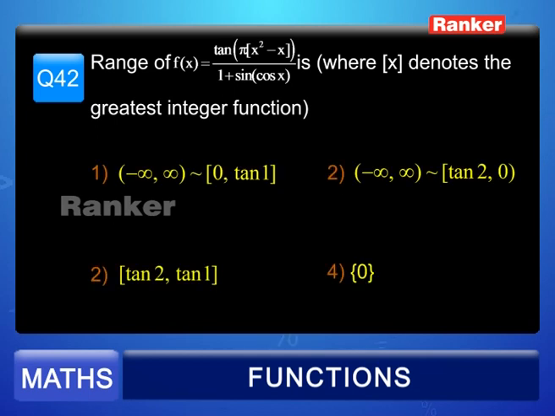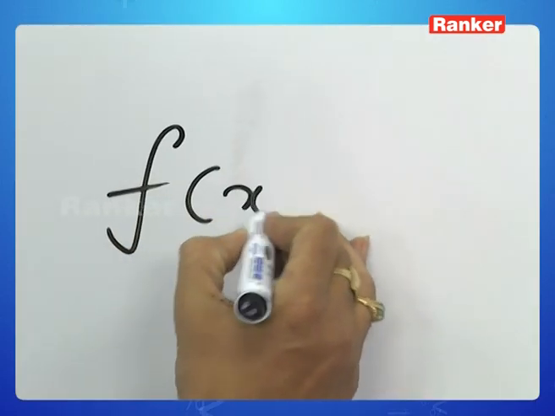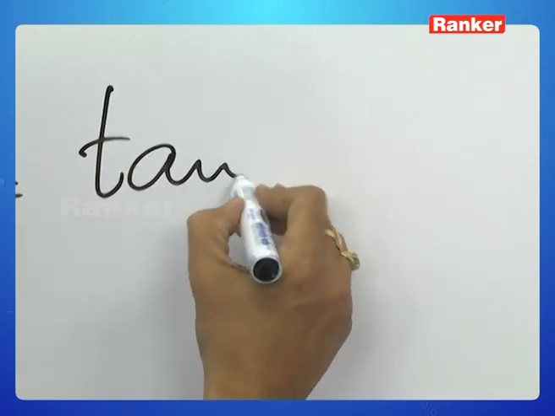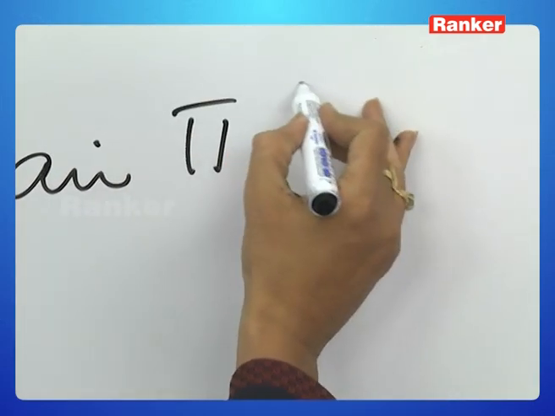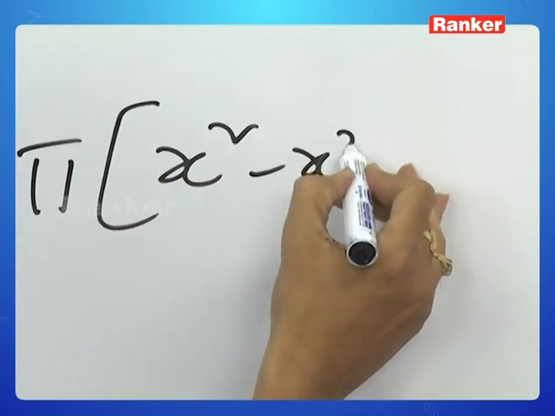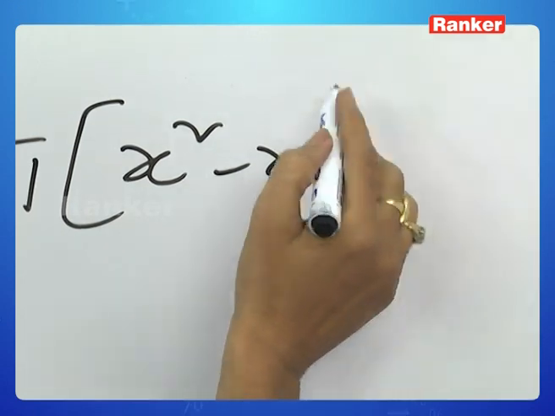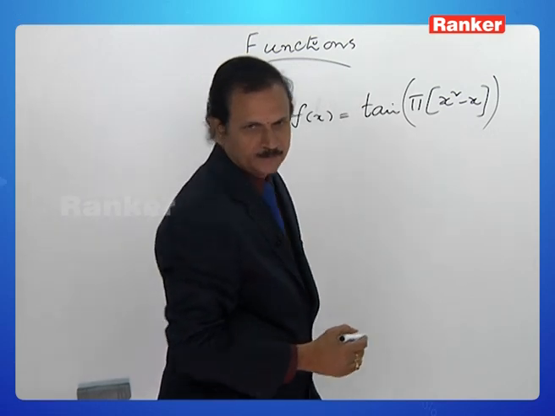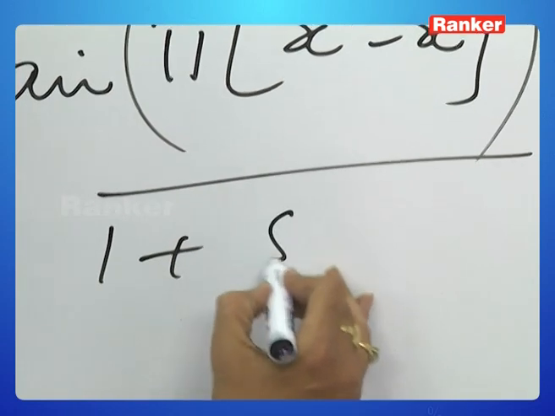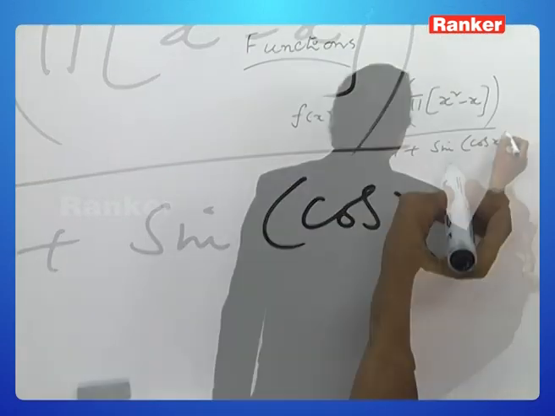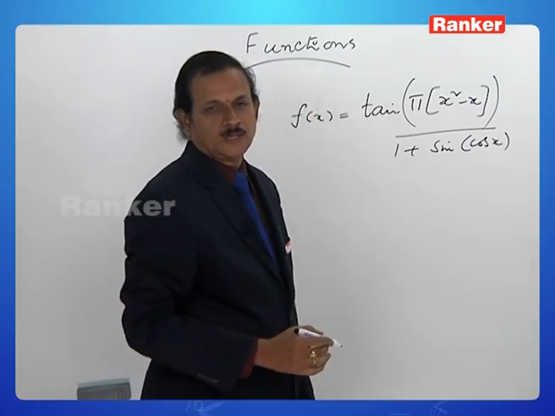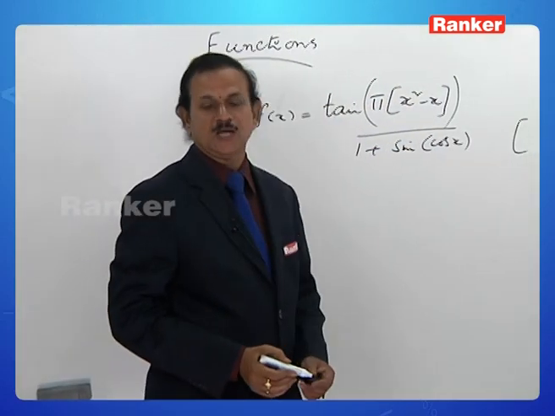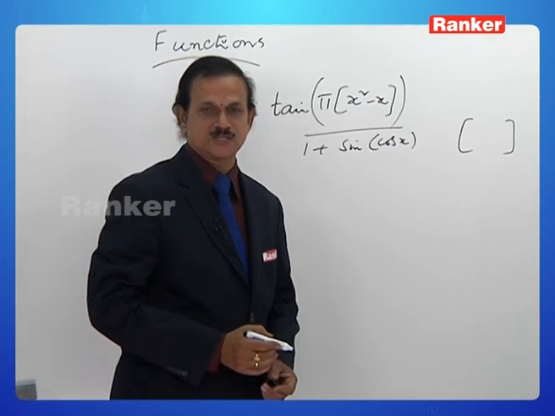Let us observe the function. In the present question, the function given is f of x is equal to tan of pi into the integral part of x by 1 plus sin of cos x, where this particular symbol represents the integral part of x, or the greatest integer function, the greatest integer less than x.